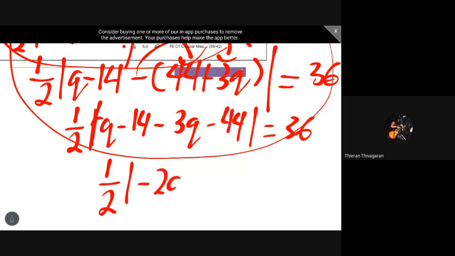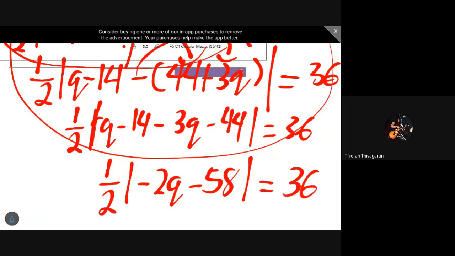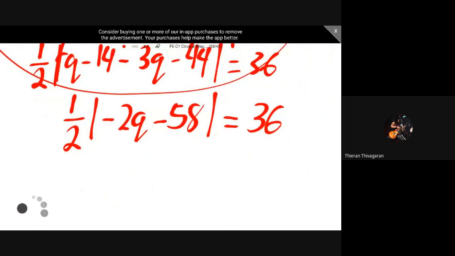Okay, so Q minus 3Q, negative 2Q, minus 58 equal 36. Sekarang guys, what can I do over here? Apa langkah seterusnya saya? What's my next step now? Something like this already. What to do now? Sekarang saya nak cari nilai Q ni. Tapi ada modulus pula kat sini.